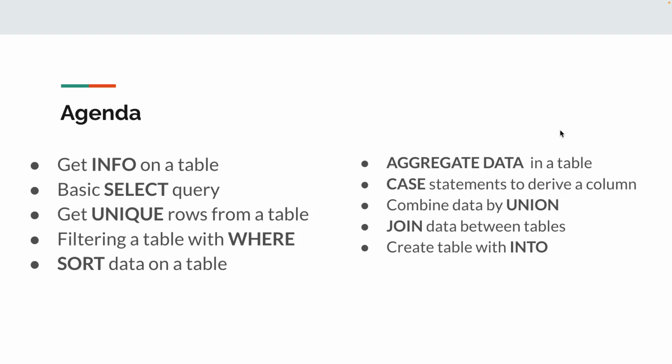In this video, I'm going to talk about how to get info on a table, how to do a basic select query, how to get unique records from a table, filtering a table with where, sorting data on the table, how to aggregate data on a table, how to use case statement to derive a column out of the existing data in a database, how to combine rows by using union, how to join data to get other columns from different tables, and how to load aggregated data into a temporary table. All right, so we have a lot to cover, and let's get started.